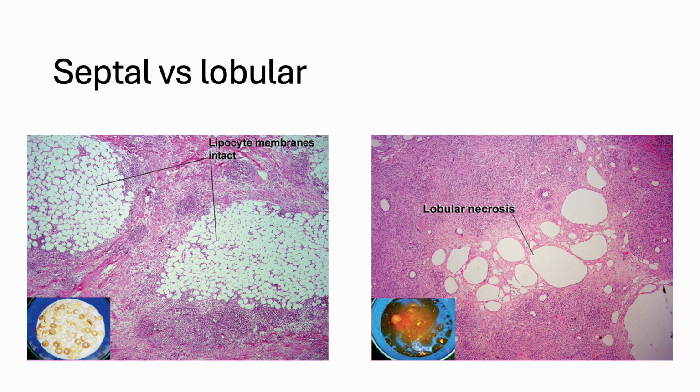Next, let's talk about the biggest difference between the septal and the lobular panniculitis. In the septal panniculitis, which is on the left picture, you can see the lobules are intact. Those adipocytes look similar in size and shape. And in the scanning power, you can see they resemble a bowl of toasted oat cereal. So that's why I'm putting the picture of the oat cereal.